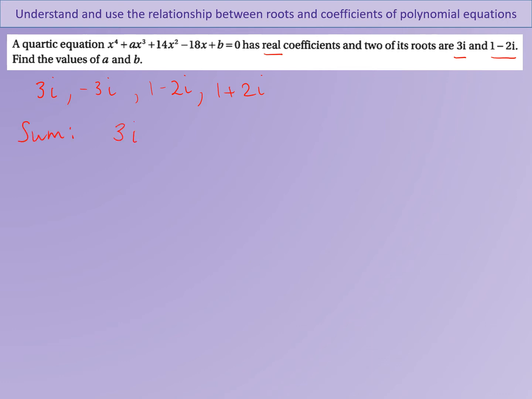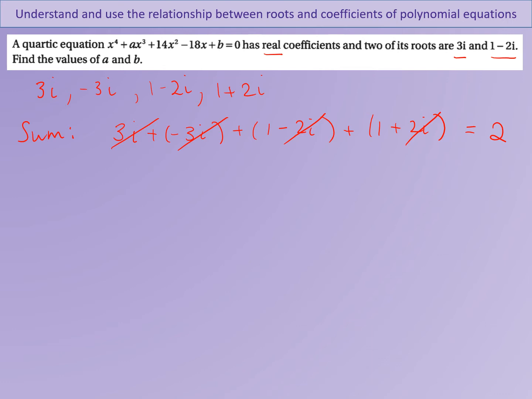So 3i plus minus 3i plus 1 minus 2i plus 1 plus 2i. The first two will cancel out, and then we'll be left with minus 2i plus 2i, which also cancels out, giving us a sum of 2.